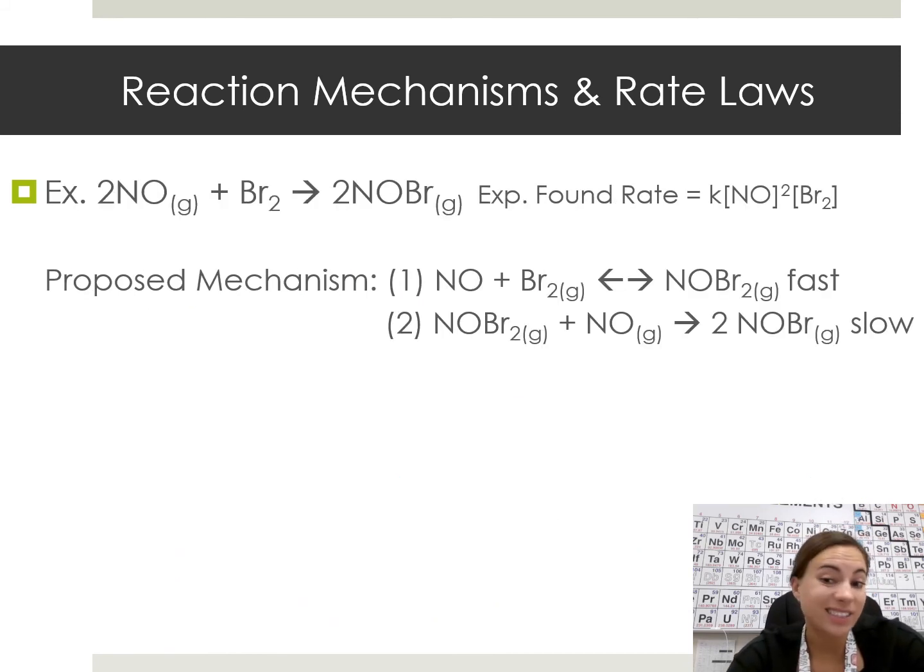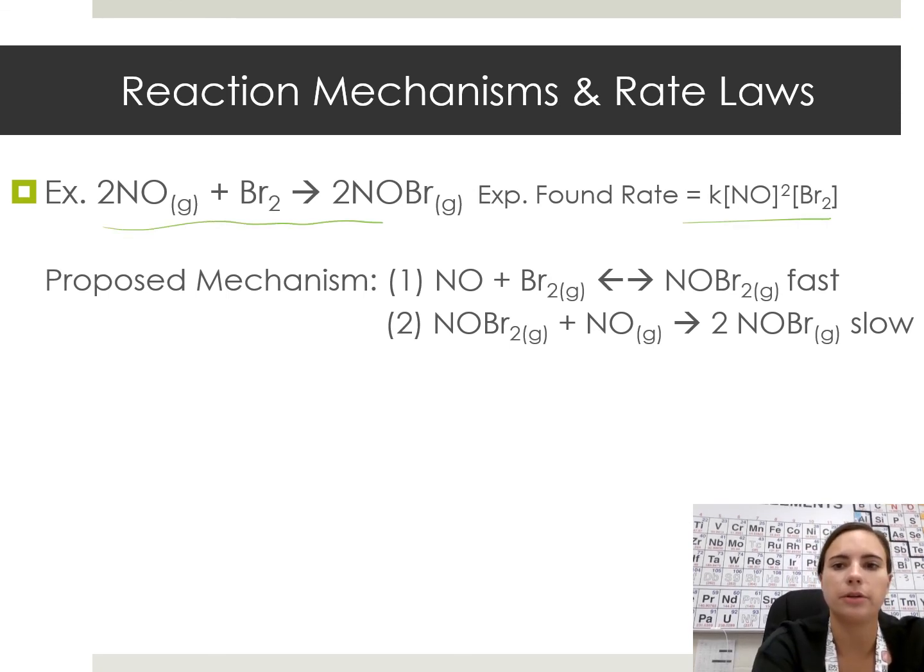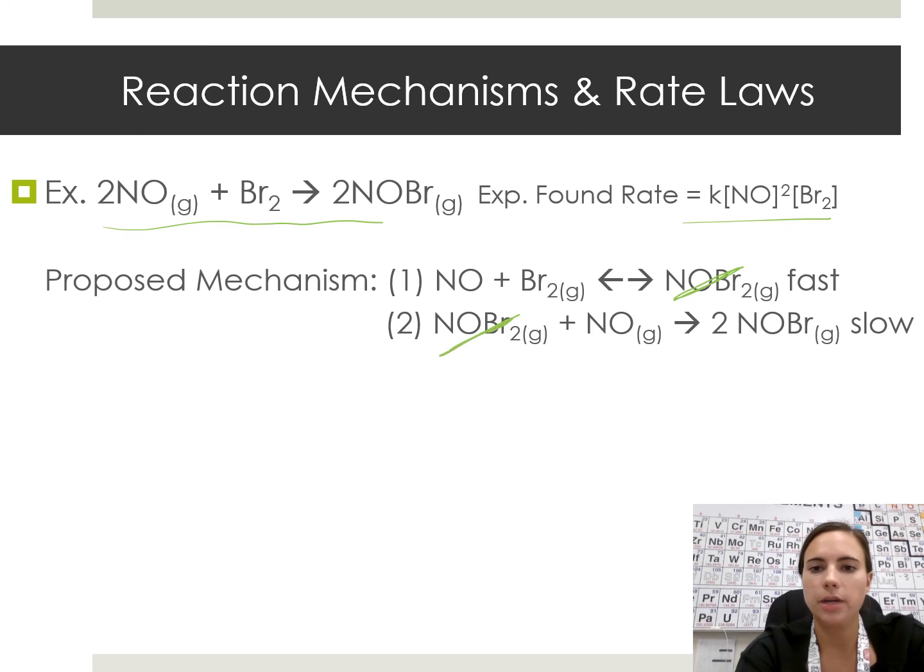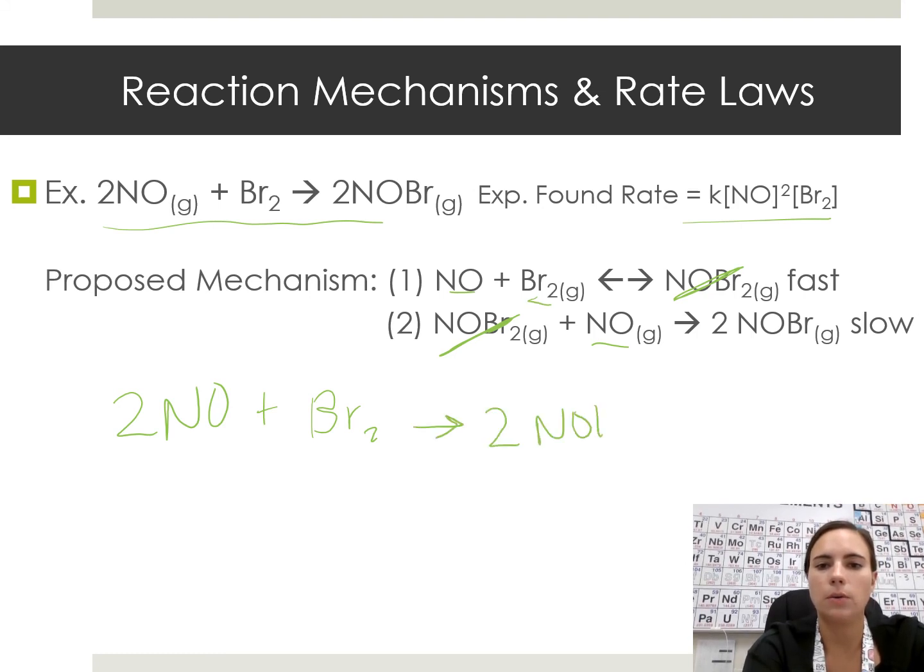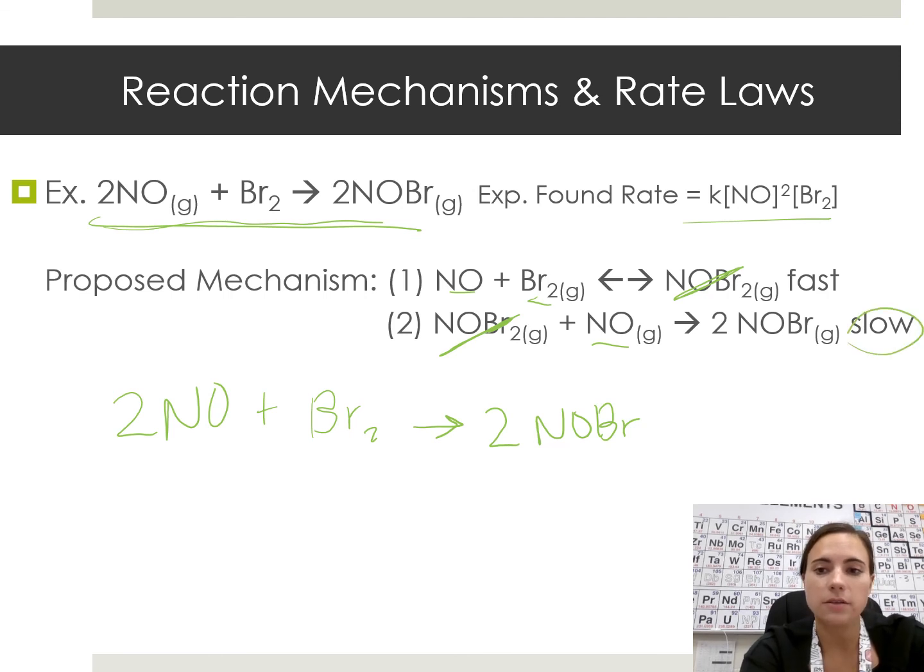Here's another example, but this time my slow step isn't my first step. So here's my overall reaction and my experimentally determined rate law. So I'm going to cancel out first to see, does this add up to my overall reaction? So I have NOBr2 is an intermediate, so that cancels out, and that's it. So I'm left with 2 NOs plus Br2 yields 2 NOBr, which is my given equation, so it does add up.